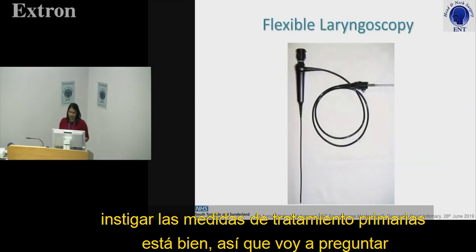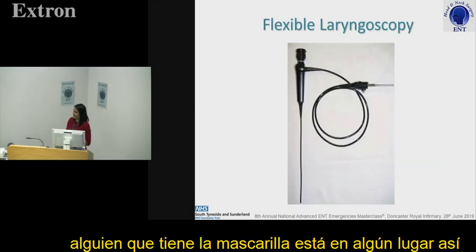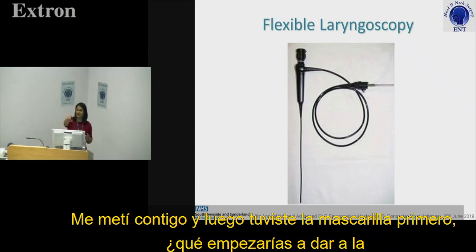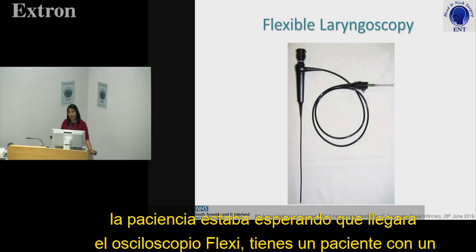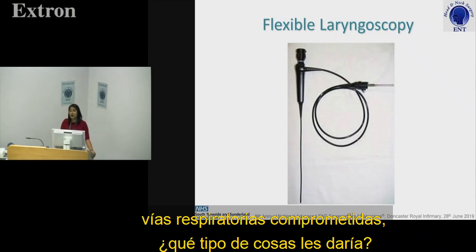So I'm going to ask somebody who's got the face mask. It's somewhere, so could I pick on you then? You had the face mask first. What would you start giving the patients whilst waiting for the flexi-scope to arrive? You've got a patient with a compromised airway. What sort of things would you give them?